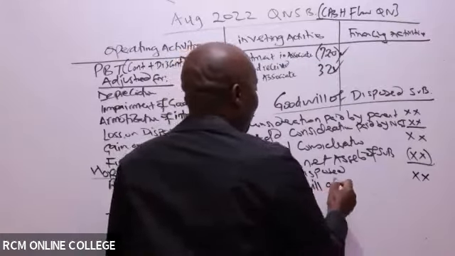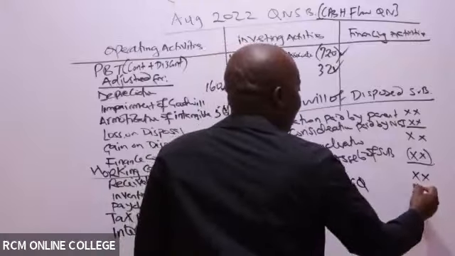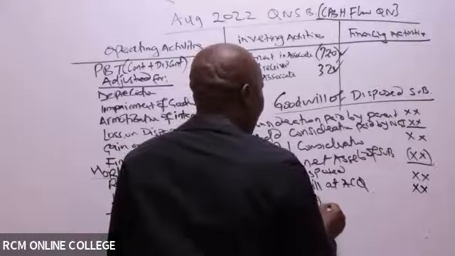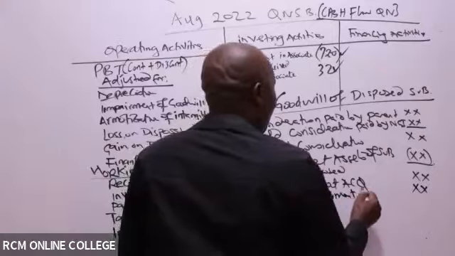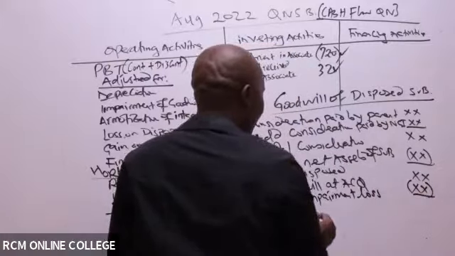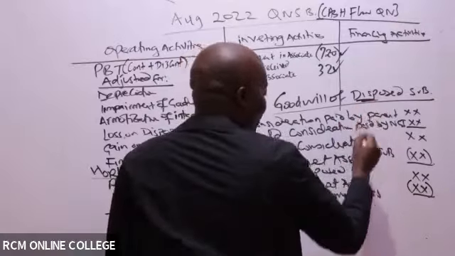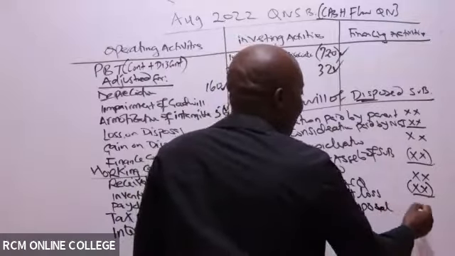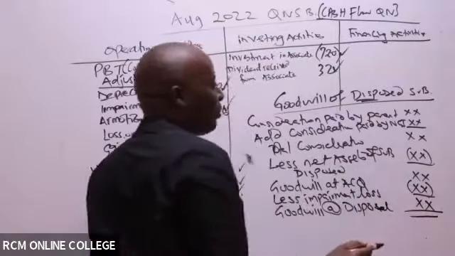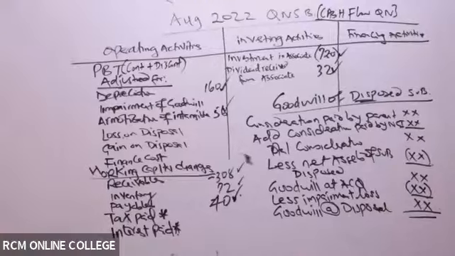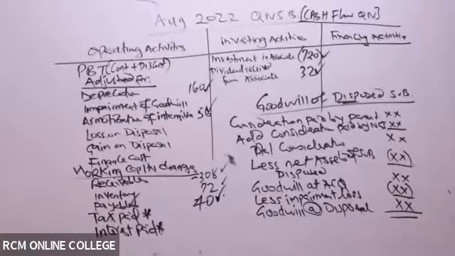You then come under less impairment loss. You less impairment loss like that to get goodwill. In this case, because we are talking about a disposal, it is goodwill at disposal. Very important. Goodwill at disposal. All right, so can you kindly get those figures for me?